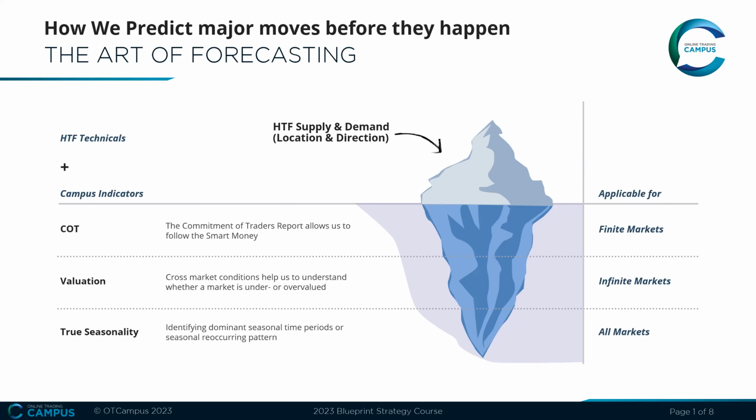These are not futures markets, and therefore we can't use the COT, right? And even for futures indices, where we could use the COT, the question is, could there be better, more effective and consistent ways of forecasting our infinite markets that would include our equities, our stocks and equity indices?